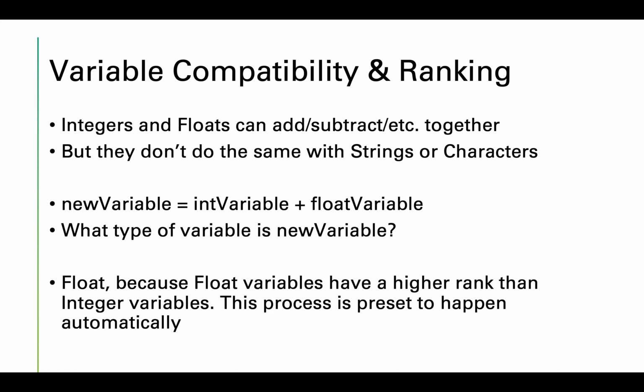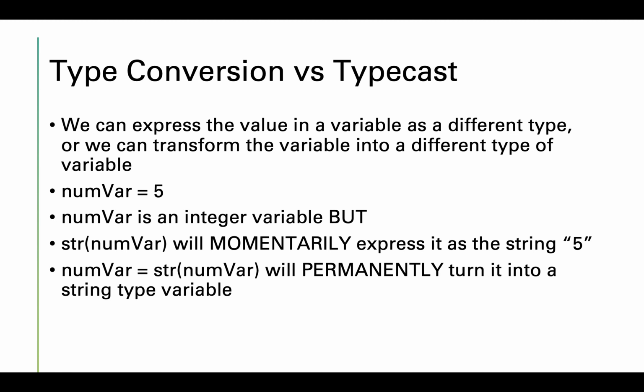And okay, variable compatibility and ranking. So like I said, we have that issue of trying to add a string and a number together. So what we can do is something called type conversion or typecasting. With type conversion, we express that value as a different type. In typecasting, we change that variable into a different type.